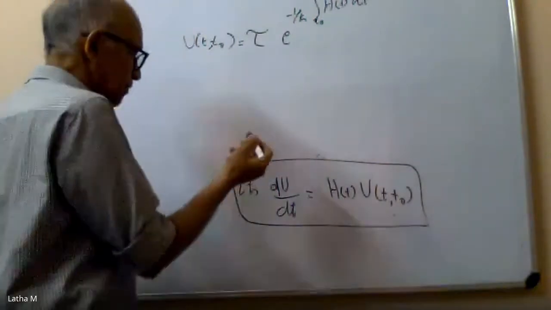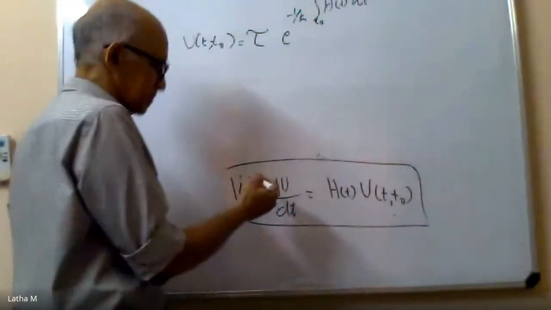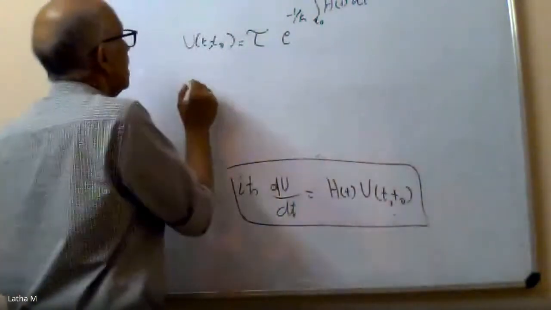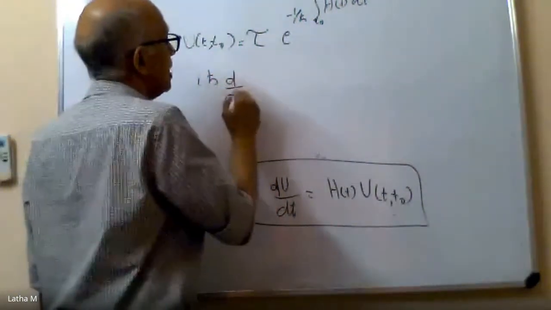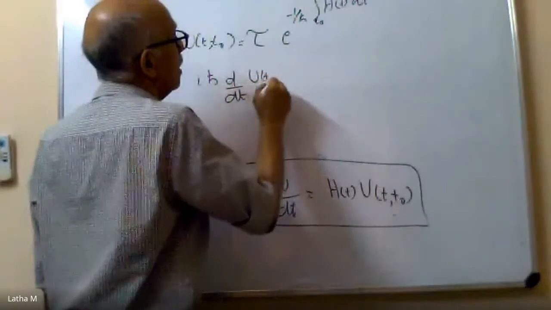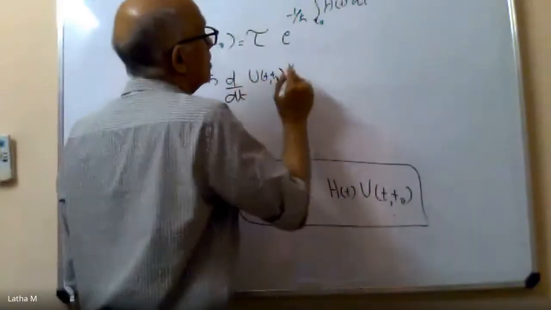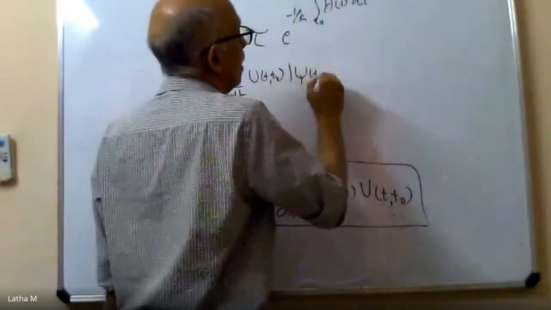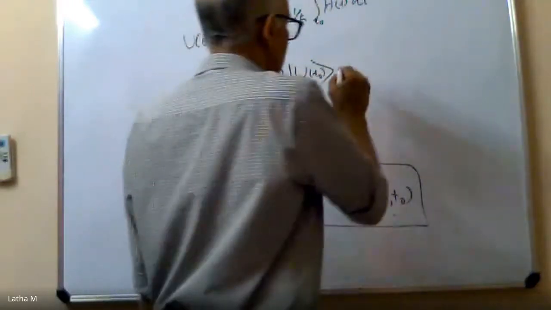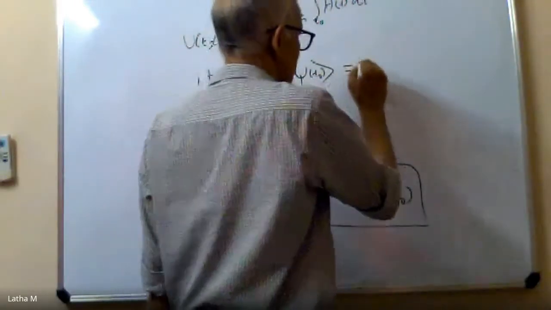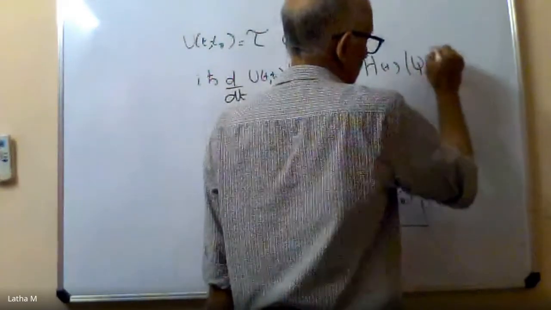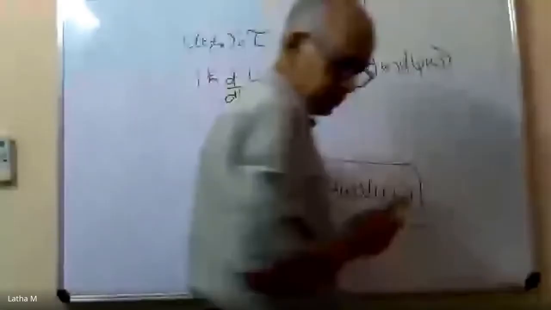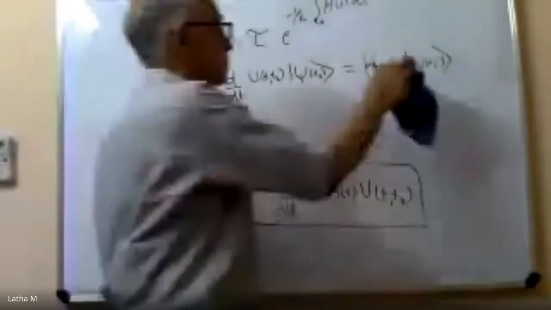Okay, now let us multiply both sides with the state at t0. We get i h cut d by dt of U(t, t0) acting on the state at t0 equal to, sorry, something is missing there.